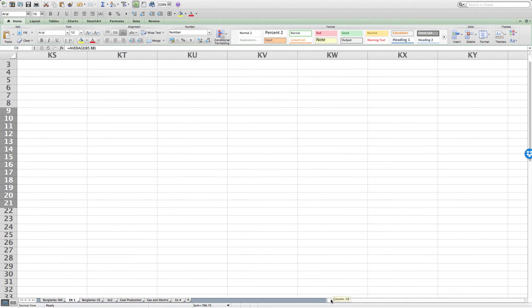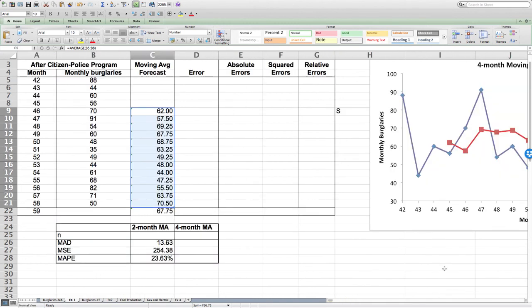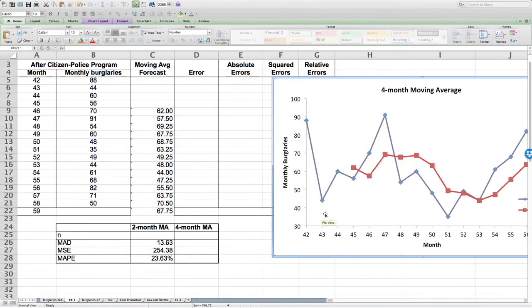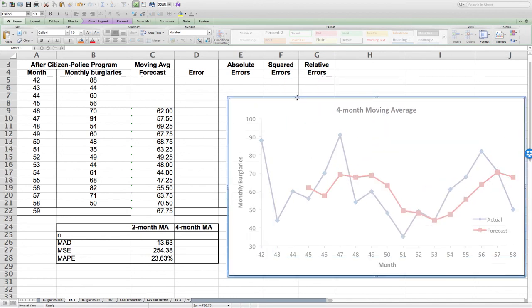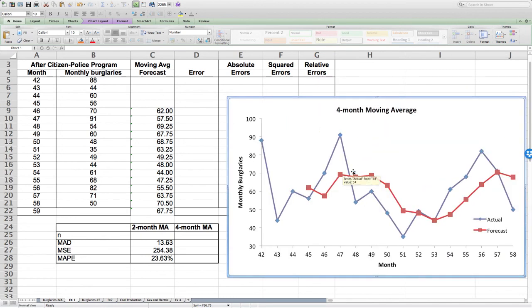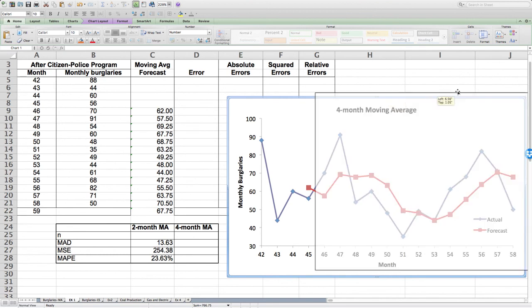Once you fill in this column, this graph updates itself, and it basically shows you how the forecasts are changing with respect to the real actual values. As you can see again, the moving average method lags the trend. It's becoming late in responding to change in the real data. So you have to be very careful about how to interpret these.